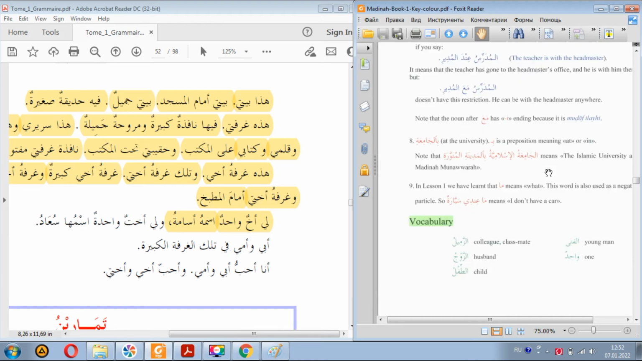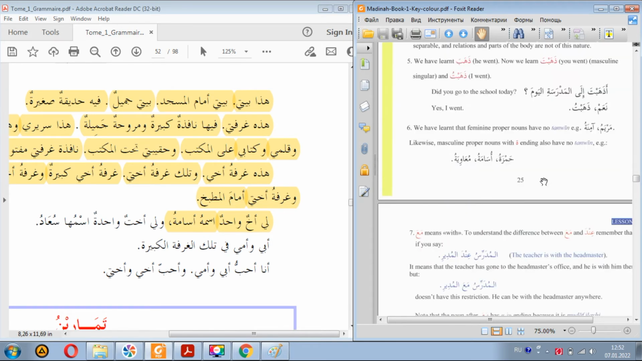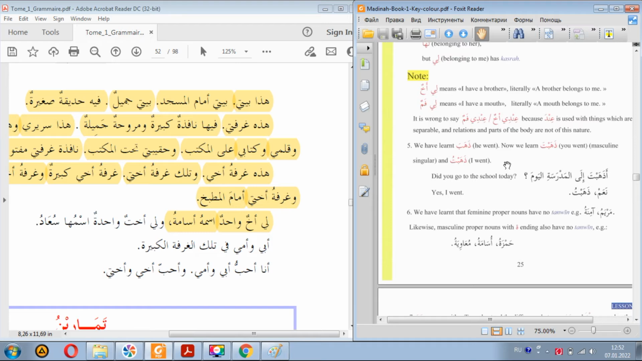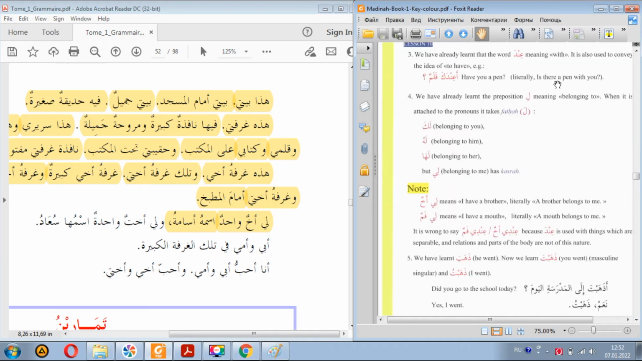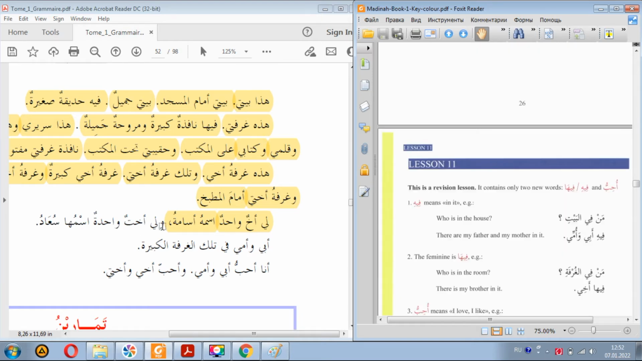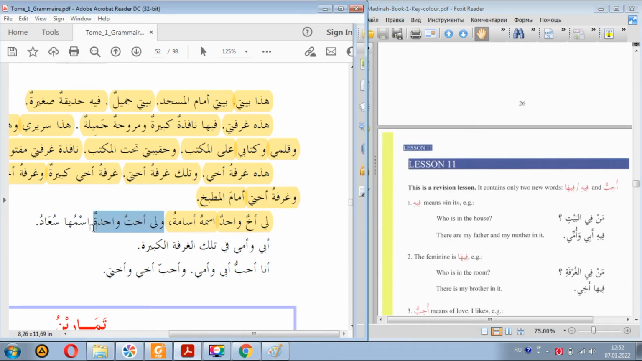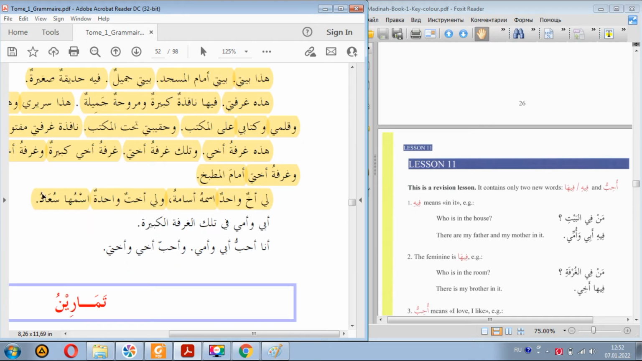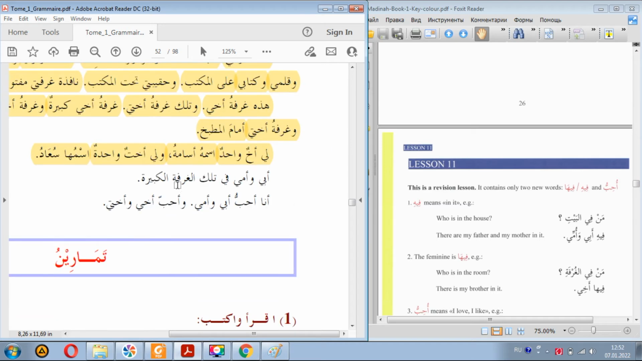If you want to recap that, you can get to the previous lesson. It's somewhere here, I remember. So لي أخت واحدة, and I have one sister. لي أخ واحد, أخت واحدة. اسمها سعاد. Her name is Su'ad. It's a proper female name, and proper female names don't take tanween in the end.